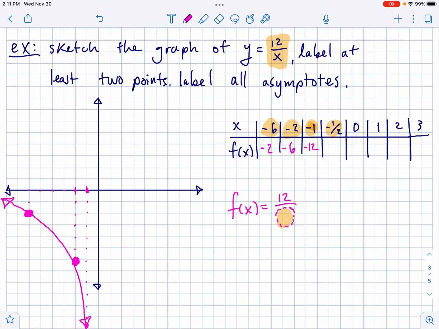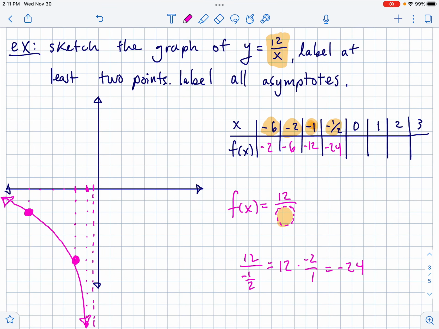Then if you put a negative 1/2 into that, you have to flip and multiply. So if we do 12 divided by negative 1/2, this is the same thing as 12 times negative 2 over 1, which equals negative 24. So if I go to the 1/2 tick mark, that means I would have to go 24 spaces down. So it's going to get bigger and bigger and bigger the closer you get to the y-axis. So that's negative 24.